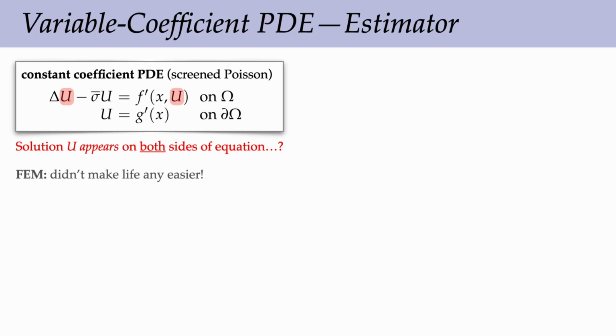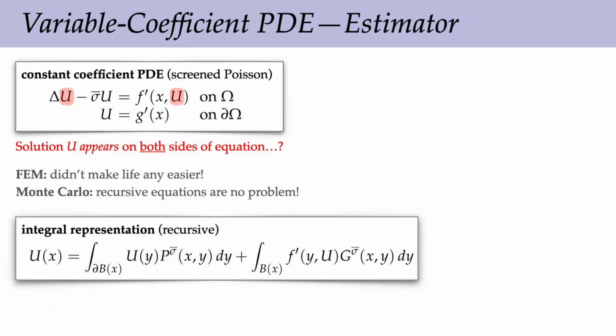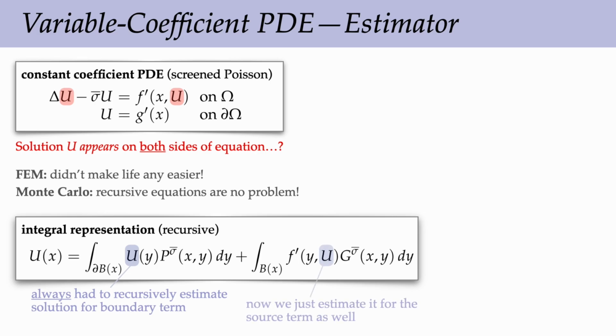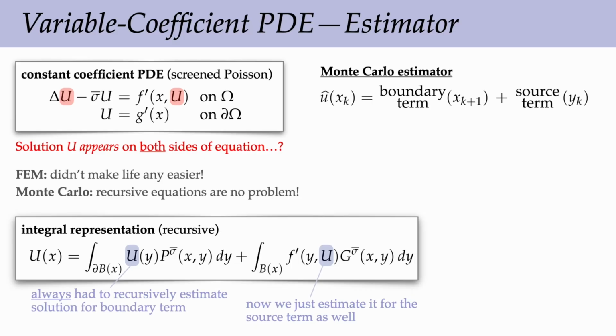And from a finite element perspective, we really didn't make life any easier, right? To solve this, we would basically have to move all those terms back to the left-hand side to form the stiffness matrix. But for Monte Carlo, solving recursive equations is no problem at all. For instance, we always have to recursively sample our solution to evaluate our boundary term. Now we just have to also estimate it for the source term. And so our overall estimator looks like this.